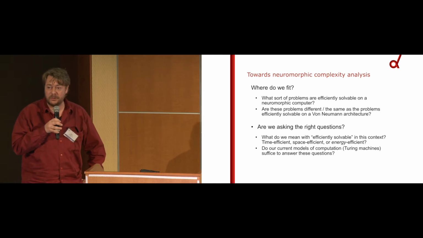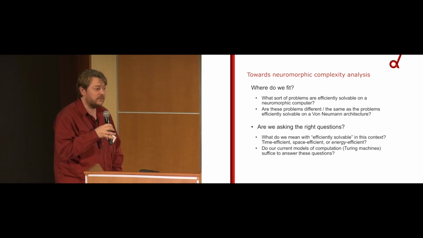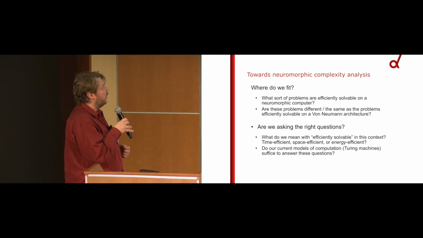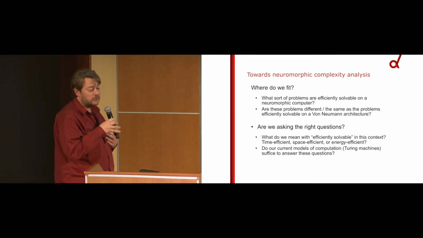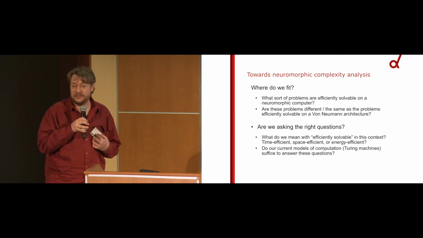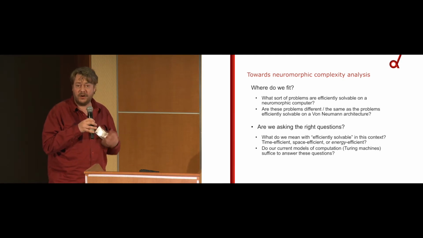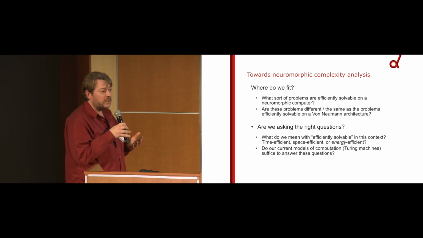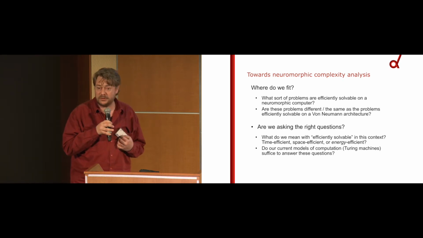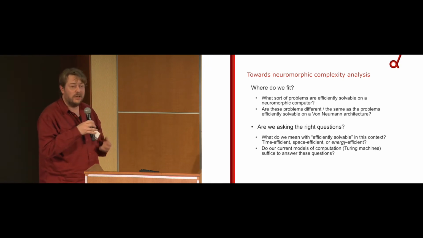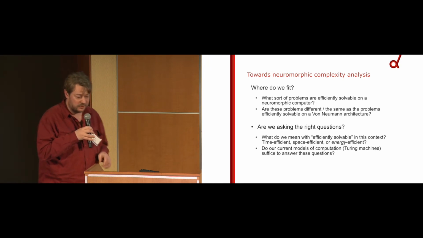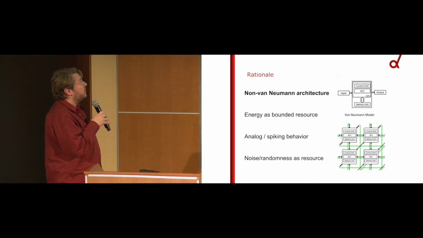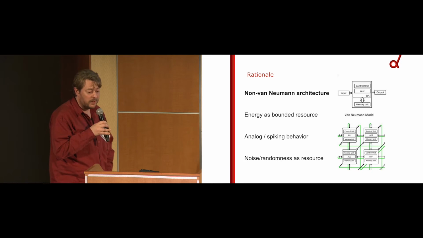If we're talking about Turing machines, we're talking about cells, state transitions, space and time. Maybe we should talk about efficiently solvable in the sense of energy efficiency, the amount of energy that our machine uses in order to solve a particular problem. And the question then arises whether our current models of computation, traditional Turing machines, suffice to answer these questions. And the rationale behind this question is, for example, that we're dealing with a non-von Neumann architecture.